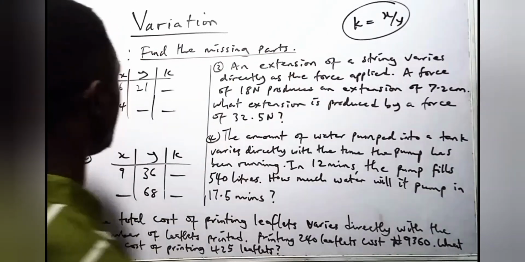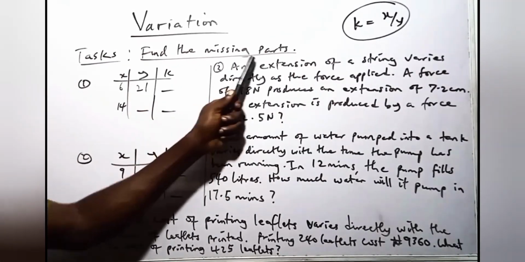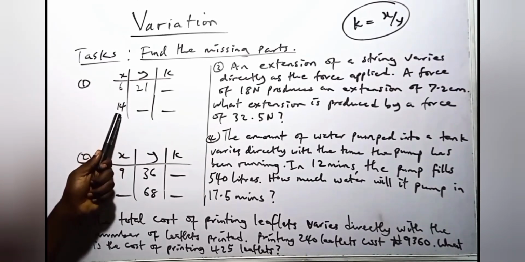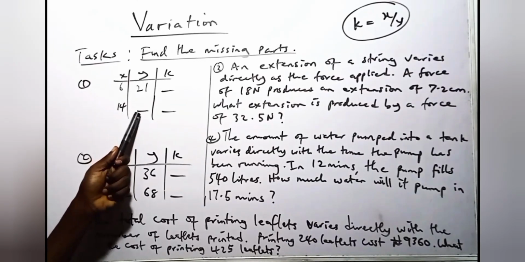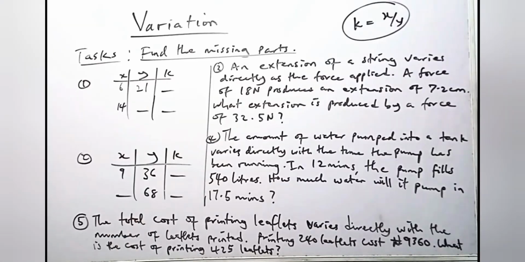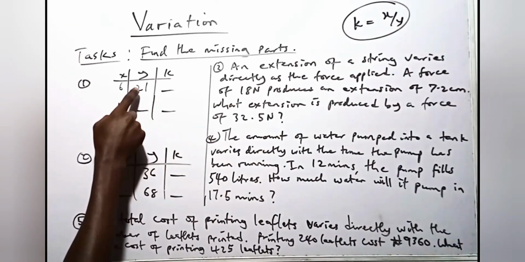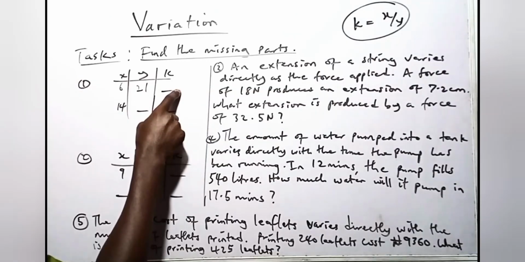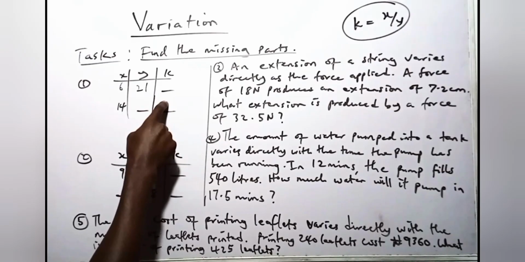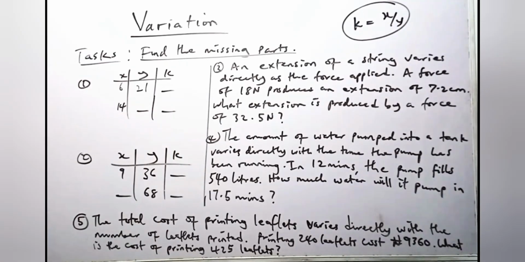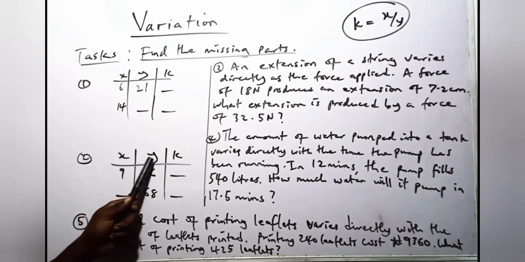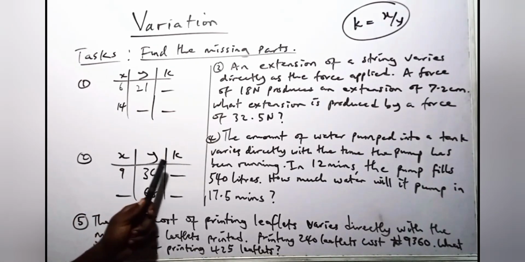Here's a task for you to attempt. Here it says find the missing part. So look at this table. This is a table of direct variation. Under X you have 6 and 14. Under Y you have 21, and this part is missing. So you have to find it. Since you already know your K is equal to X over Y, just write X over Y. Use it to find your K. Now if you know your K, you can find this place, and you know your K must be the same. Whatever you have here is what you have here. Then you can find this also. So the same thing applies here. This is a direct variation table. Use your K. K is equal to X over Y. If you put X over Y, you can know here, and you can know here.